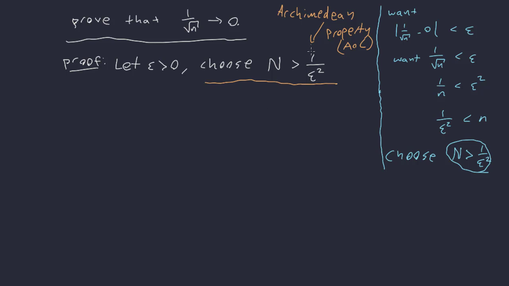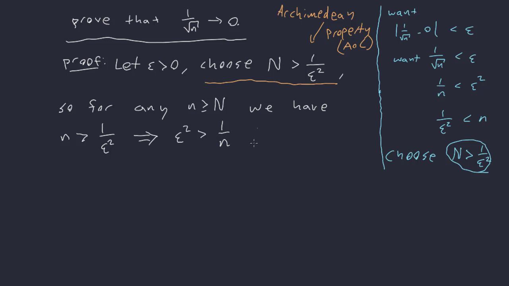All right, so we've chosen our n such that it's greater than 1 over epsilon squared. So for any n greater than or equal to capital N, we have that little n is going to be strictly greater than 1 over epsilon squared, which means that, and now I'm going to kind of just reverse this, this tells me that epsilon squared is greater than 1 over n. Now everything's positive here, so I can take the square root of both sides to get that epsilon is greater than 1 over square root of n, which implies that the absolute value of 1 over the square root of n minus 0 is less than epsilon. Okay, so this proves it for us.